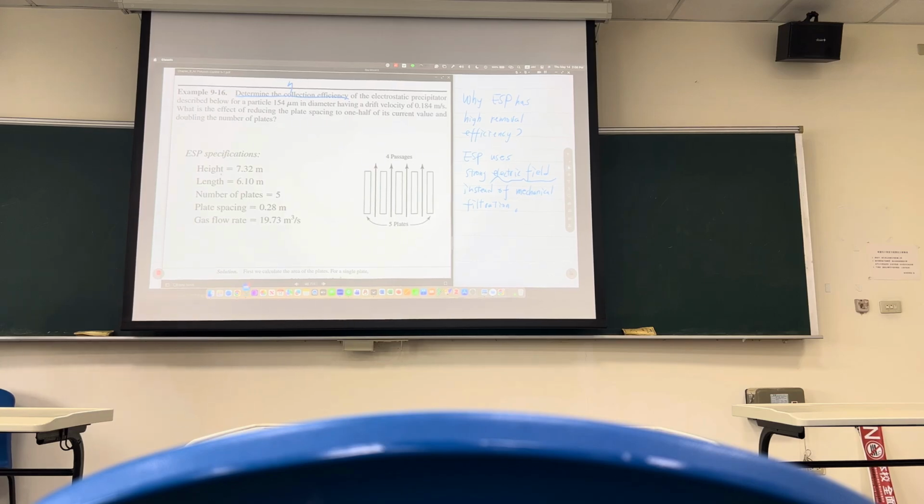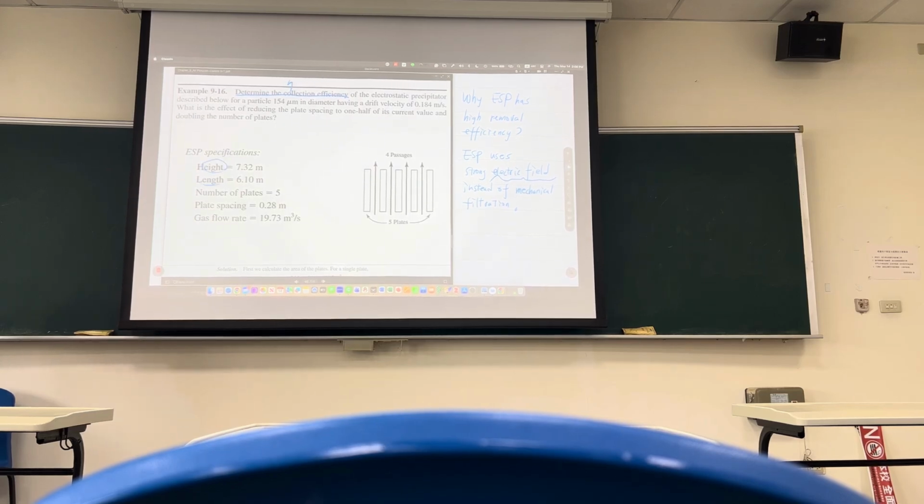Okay, so they give us height, they give us length, they give us the number of plates, plate spacings. Okay, plate spacing, 间距. So plate spacing is 0.28 meters, right? Gas flow rate 19.73. But we don't have W here. We don't have drift velocity. But the question gives us. So W is 0.